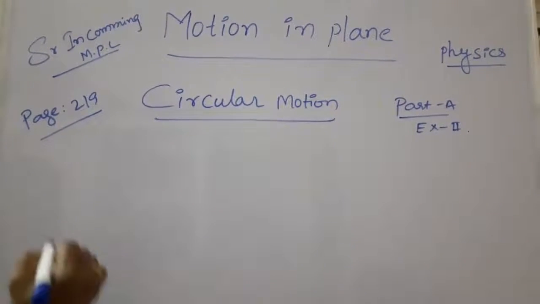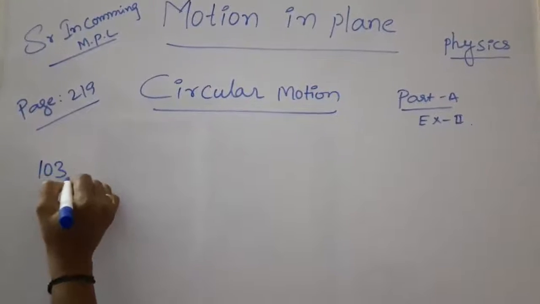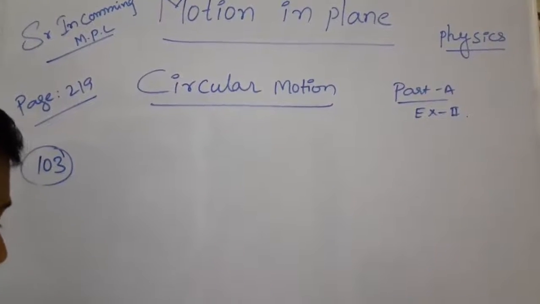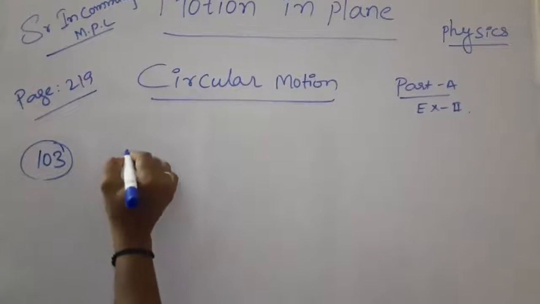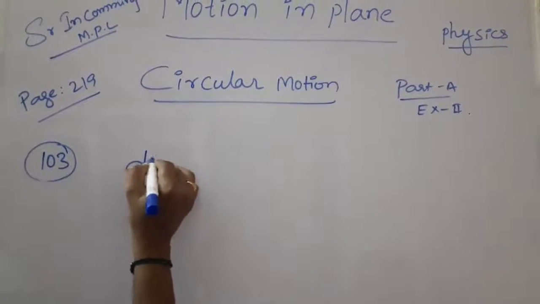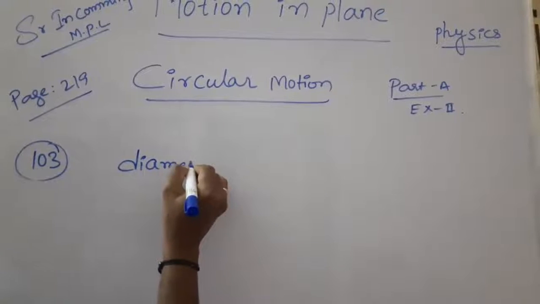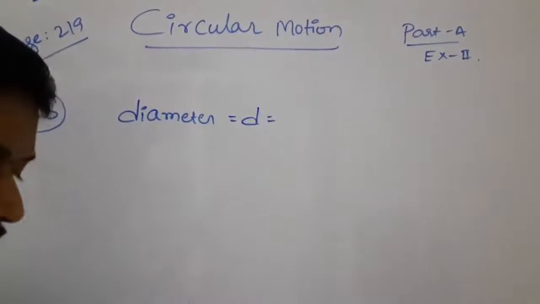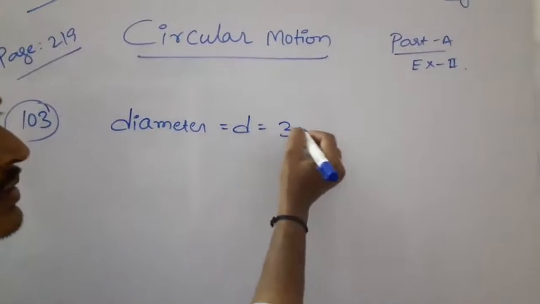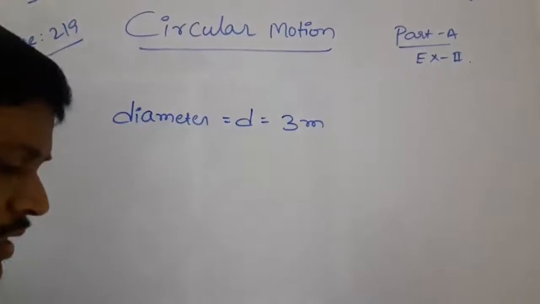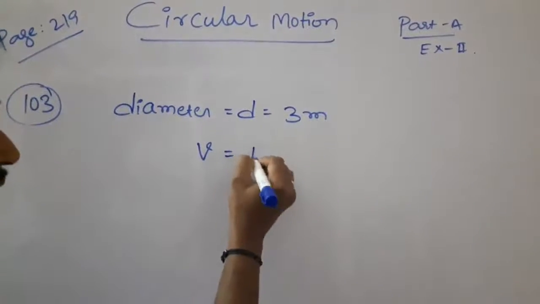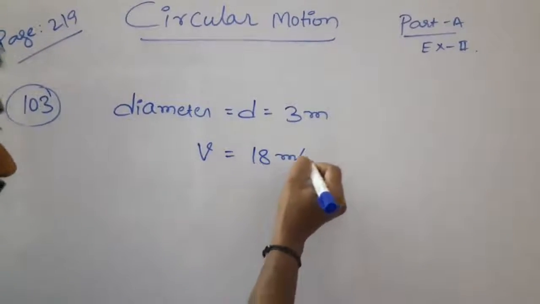Okay, so the point on the rim of a wheel of diameter is given. This is the diameter of this wheel, that is equal to 3 meters. Next, linear velocity v is equal to 18 meters per second.